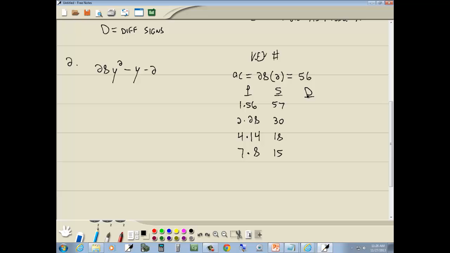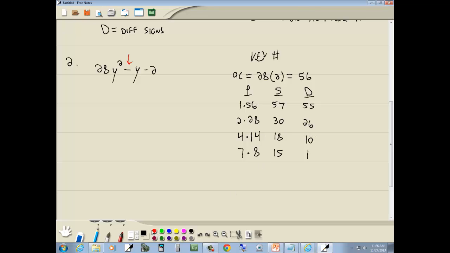Difference column, we'll subtract smaller from larger. 56 minus 1 is 55, 28 minus 2 is 26, 14 minus 4 is 10, 8 minus 7 is 2. The number we're looking for is the number in our middle term, which is the invisible 1 here. And it looks like I just subtracted those wrong. Let's try that again. 8 minus 7 is 1. Can't do basic math. That's pretty sad.